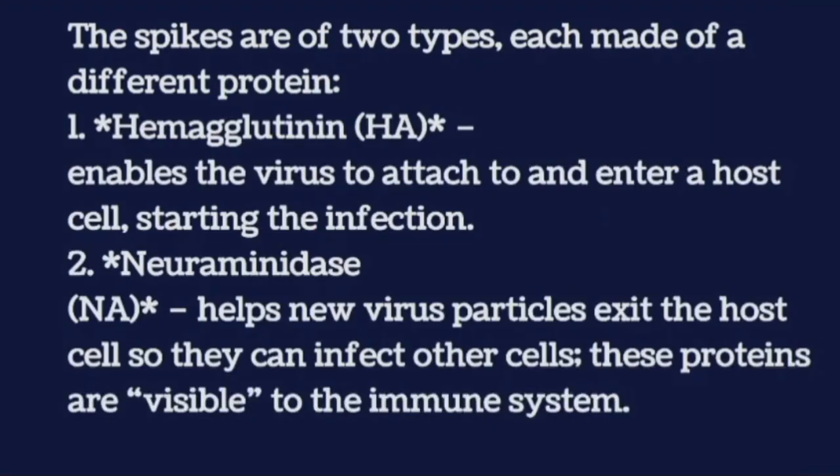The first one is hemagglutinin. Hemagglutinin enables the virus to attach and enter a host cell, starting the infection. The second one is neuraminidase. It helps new virus particles exit the host cell so they can infect other cells. These proteins are visible to the immune system.